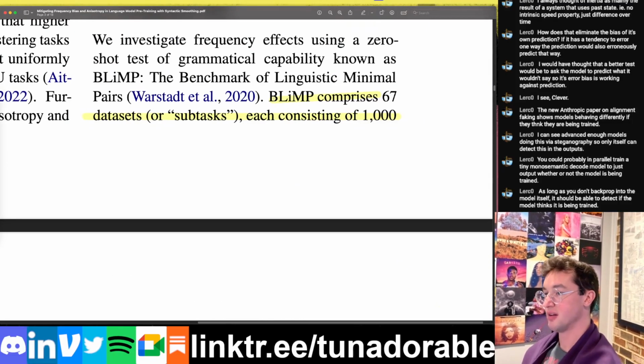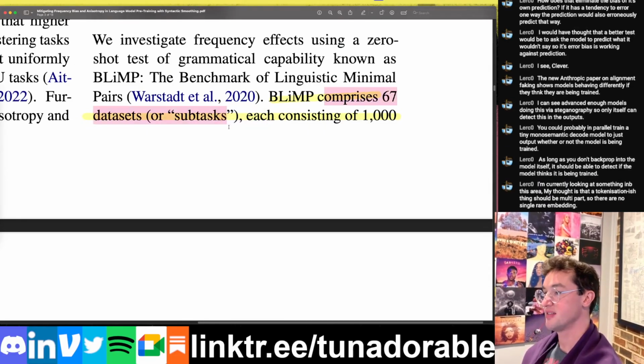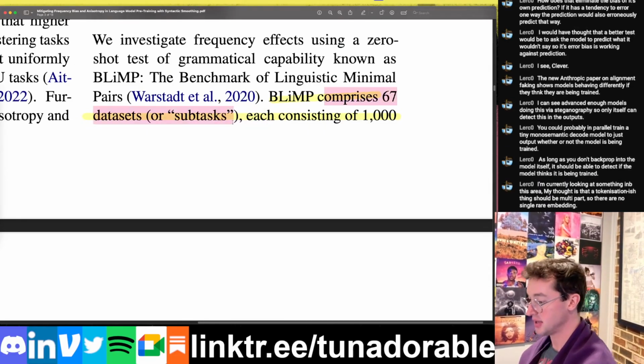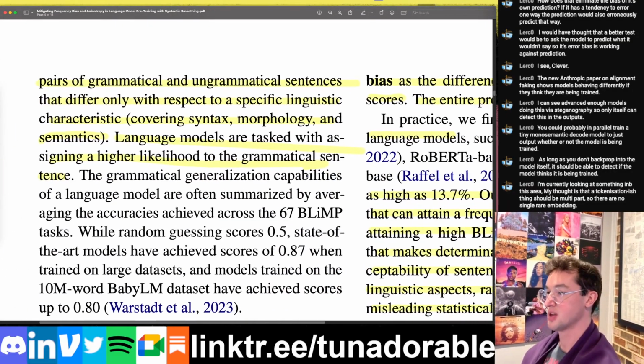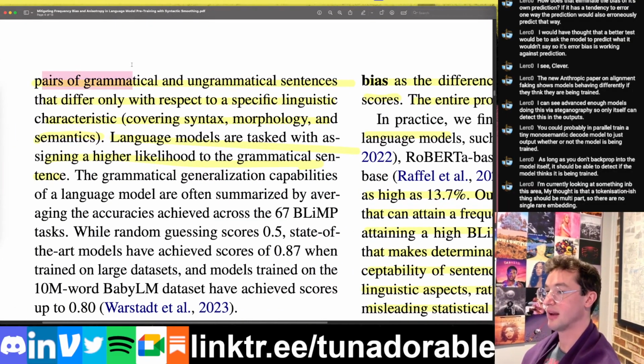The data set of note is called BLIMP. It comprises 67 data sets, aka subtasks, each consisting of 1,000 pairs of grammatical and ungrammatical sentences that differ only with respect to a specific linguistic characteristic, covering syntax, morphology, semantics, all of the linguistic terms, right? Language models are tasked with assigning a higher likelihood to the grammatical sentence, right?